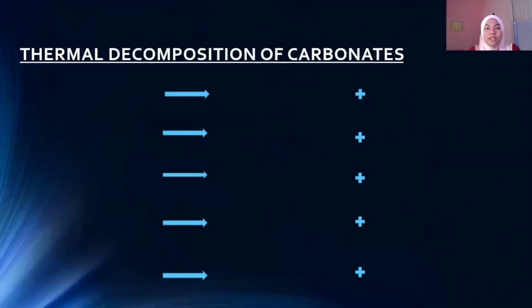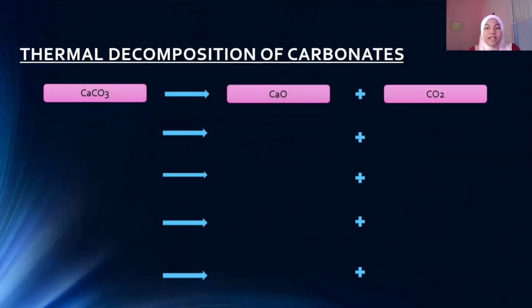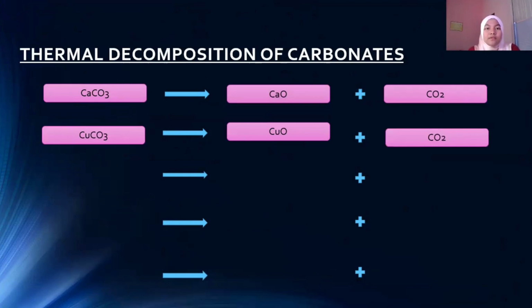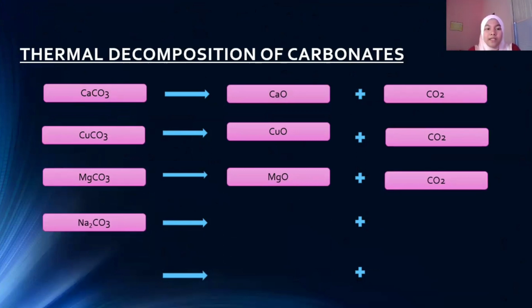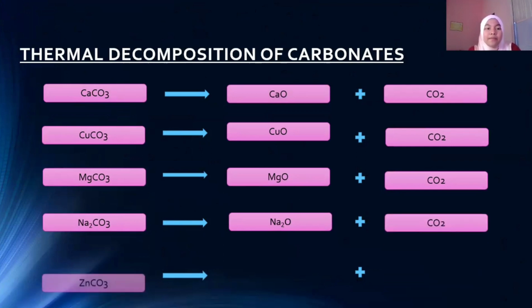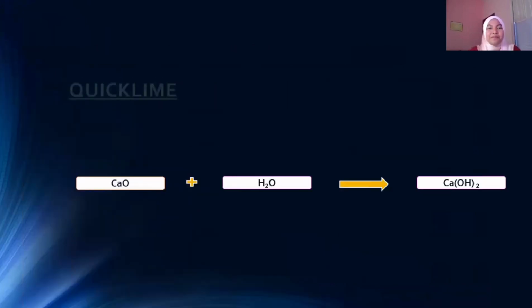Next, we proceed to thermal decomposition of carbonates. CaCO3 decomposes when heated to form CaO, calcium oxide, plus CO2, carbon dioxide. Same goes to copper carbonate, magnesium carbonate, sodium carbonate decomposes when heated to form sodium oxide, Na2O, plus CO2, carbon dioxide, and zinc carbonate decomposes when heated to form zinc oxide plus carbon dioxide.